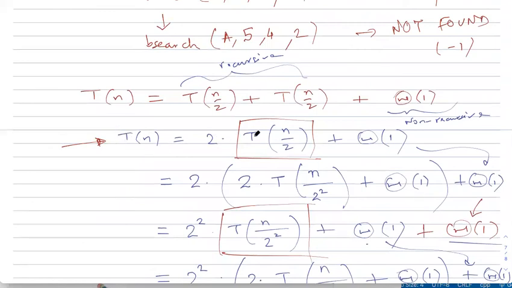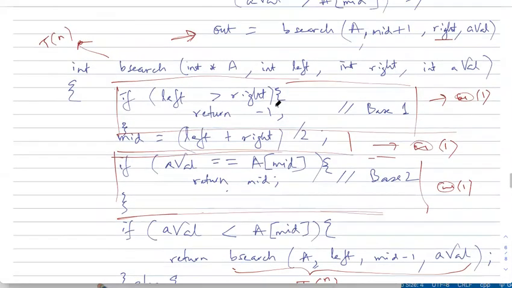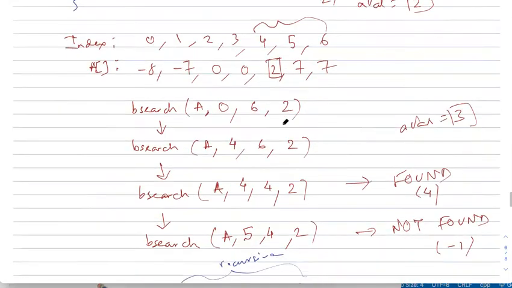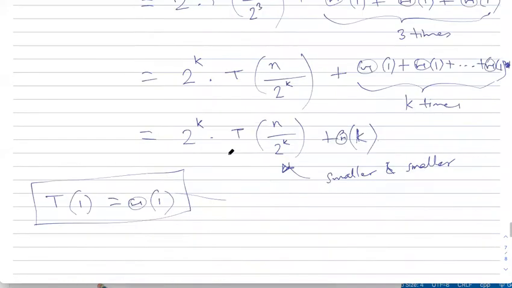Typically, when we are solving a recurrence relationship, just this is not sufficient. You also need to know the exit condition. So T of 1, we know in this case is theta of 1, which we can see here. If the value of left and right is matching, we know that it's going to straight away exit from here or exit from here in just a constant number of steps.